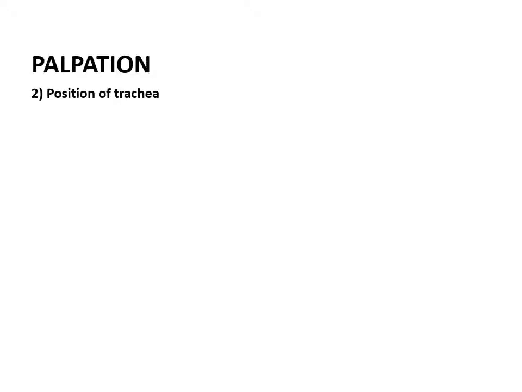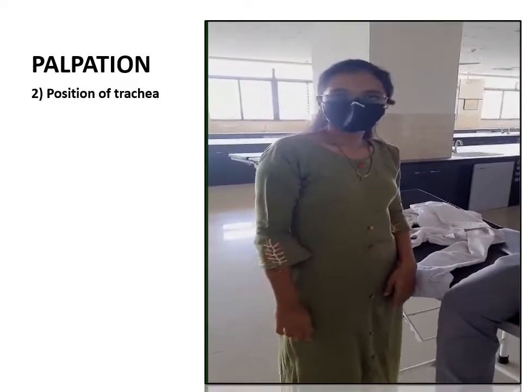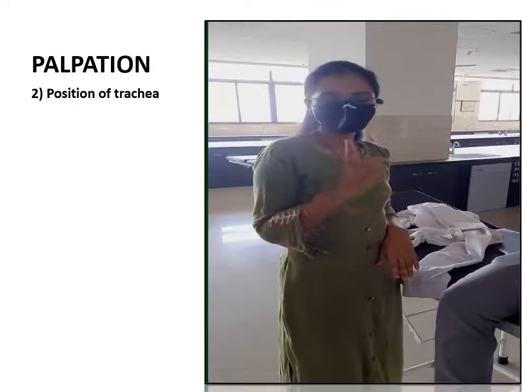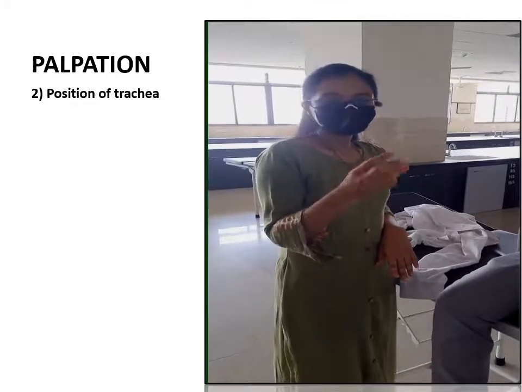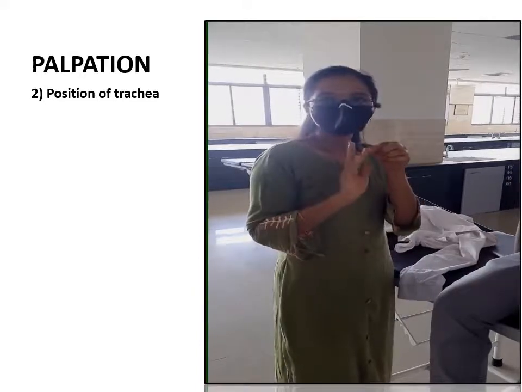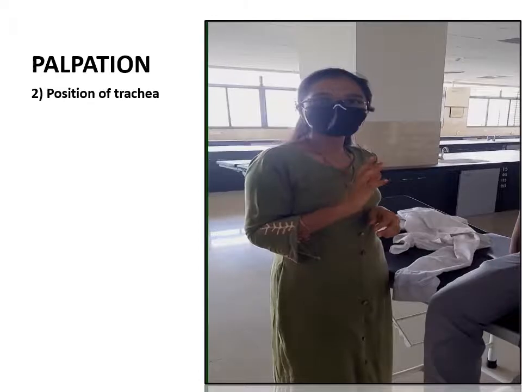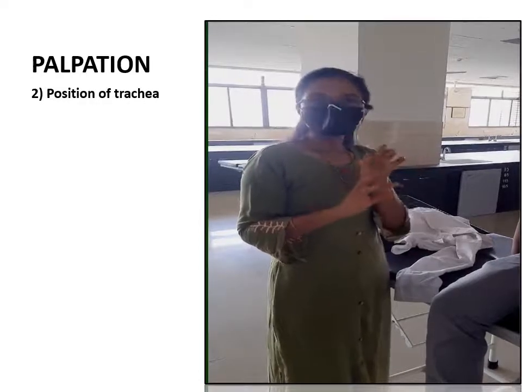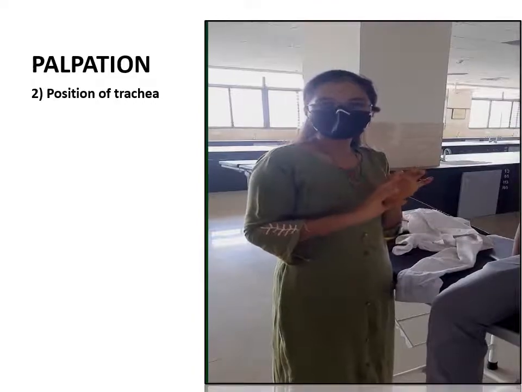Now, position of trachea. As I said, trachea is normally situated centrally or slightly on the right side. We will see in the video how to palpate for it. To palpate for position of trachea, we will use 3 fingers: index, middle finger and ring finger. The index finger and ring finger you have to place on the sternoclavicular joint, and the middle finger is the one which you will use to feel for tracheal rings.